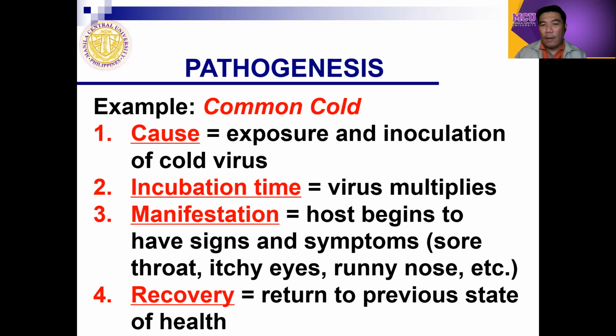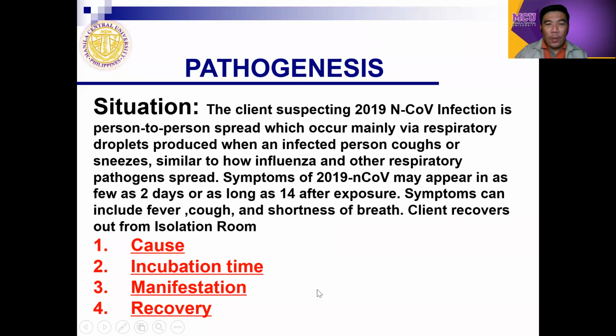The host begins to have signs and symptoms such as sore throat, itchy eyes, and runny nose, etc. Once the signs and symptoms are identified, later on we'll differentiate what are signs and what are symptoms. Number 4, recovery. This is the return to the previous state of health. If we connect this to the periods of disease, the recovery stage is associated with the period of convalescence. So that is a tip on how we understand pathogenesis: the cause, the incubation time, manifestation, and recovery. Let's have a situation.